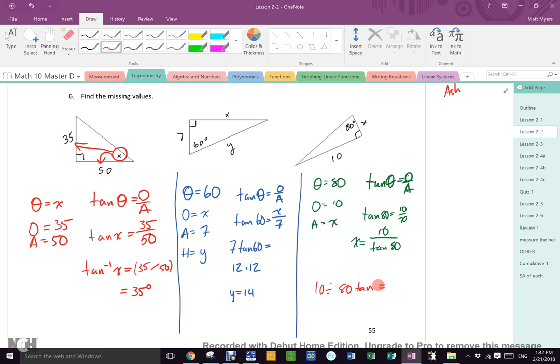Don't you have a forward calculator? So why would you push 80 tan? You need to push tan 80. What is it? 1.76 or something? 1.76.